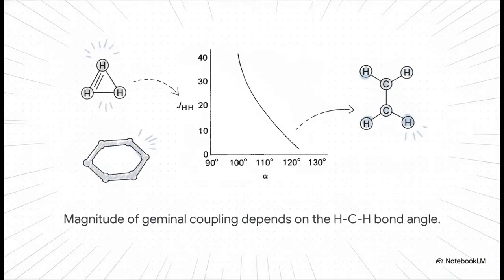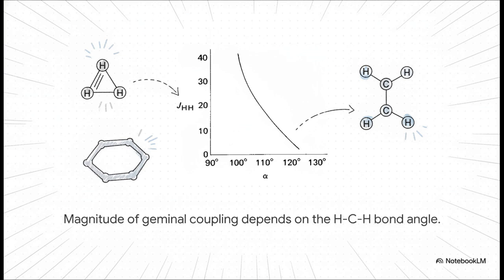So let's step exactly 1 bond further out and look at atoms sharing the exact same central carbon. It is brilliant how, for these 2-bond or geminal couplings, the structural angle between the atoms strictly dictates how strong their interaction is. Literally, as the HCH bond angle gets wider, the absolute value of the coupling constant drops.